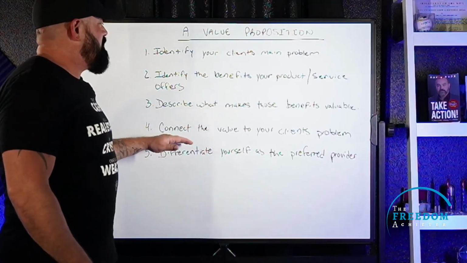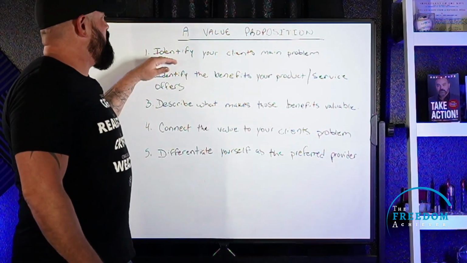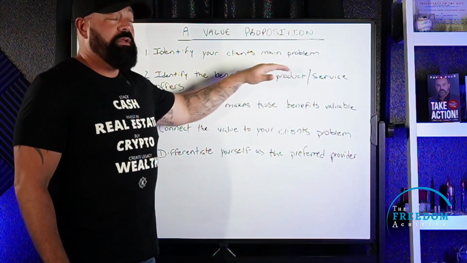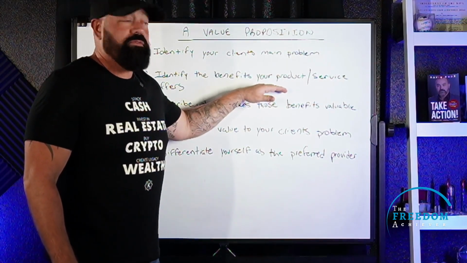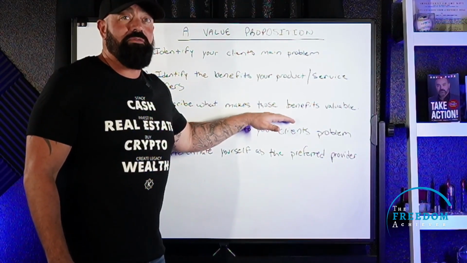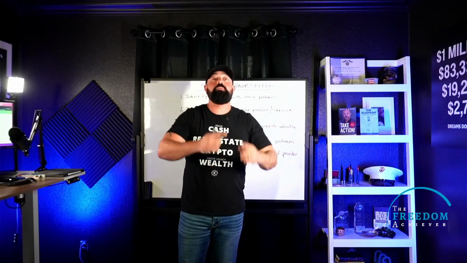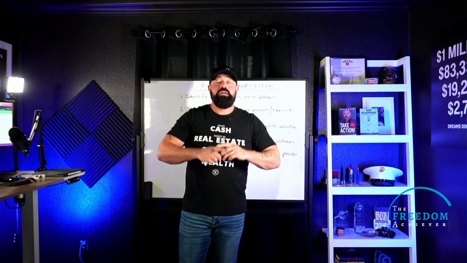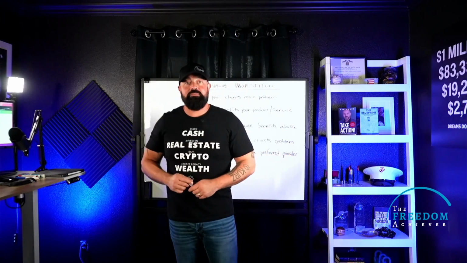The next piece is, how do you connect that value to your client's problem? See, the first part was identifying the problem. The second part was understanding your benefits. The third part was understanding the value of your benefits. And then the fourth part is, how do you tie that value to your client's problem to create full circle? How do you fill the void? How do you fill that hole? How do you fill that missing piece in your market?